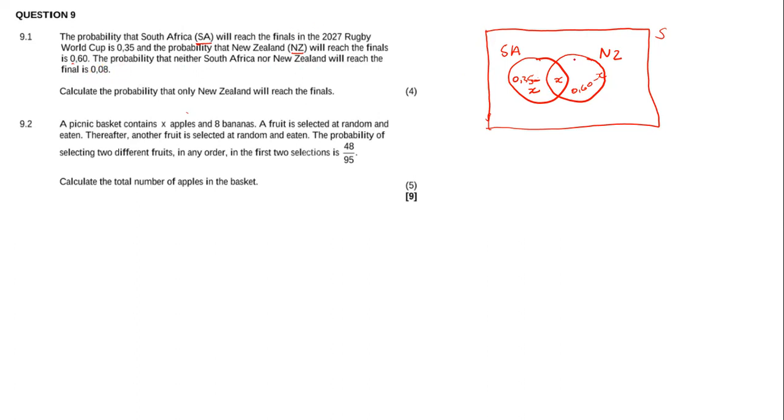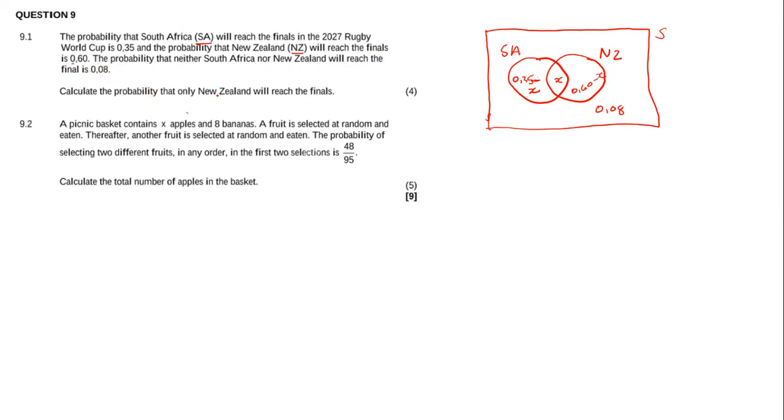So 0.08 is the probability of neither one of our events. So it's going to be inside of our sample space, which is 0.08. Now, this is a complete Venn diagram. When you add all of these values, you're supposed to get 1 to show that the whole sample space is complementary, it complements itself.